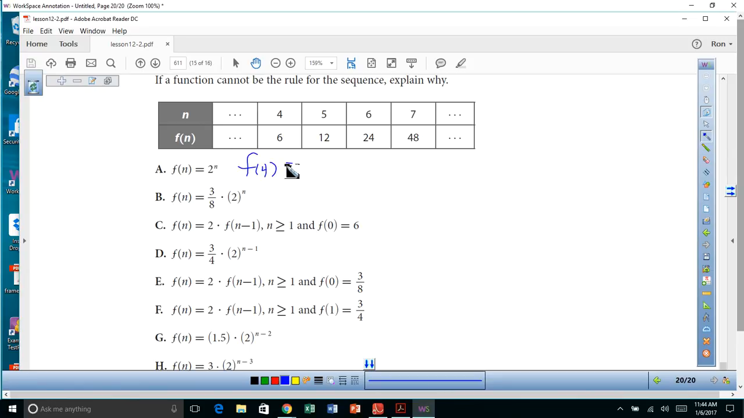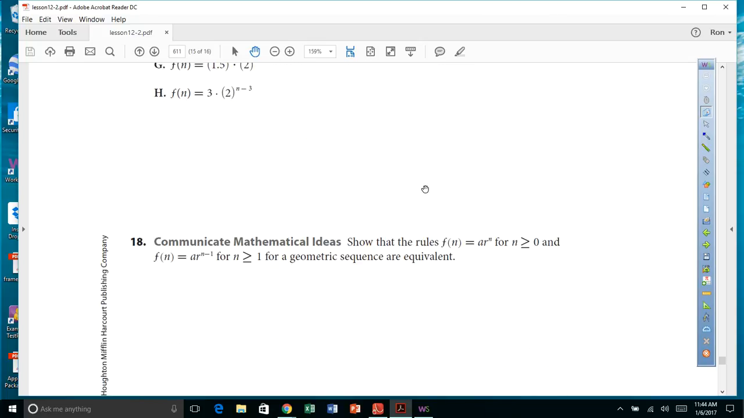F of 4 would equal 2 to the 4th, which is 16. So it can't be A. All right. Look at C. F of n equals f of 0 is 6. But you can work on the rest of those.